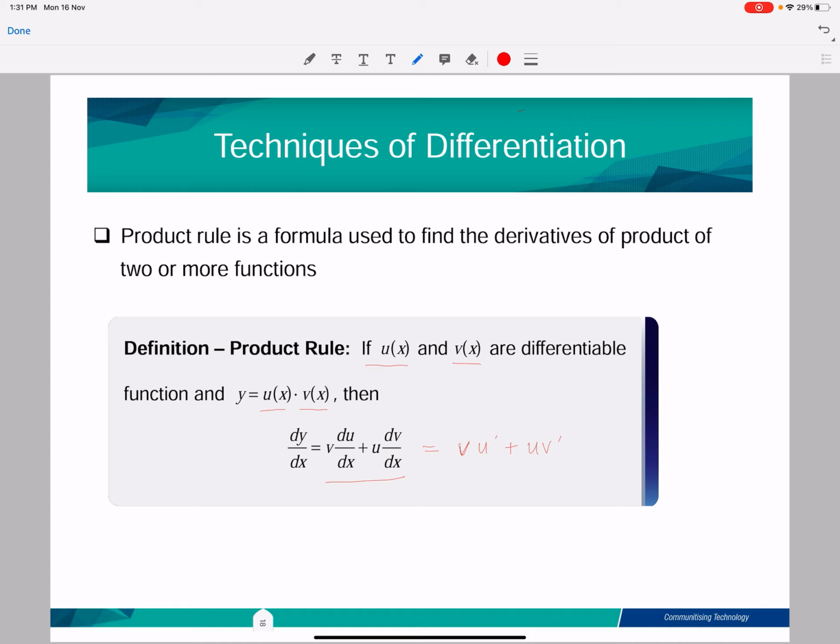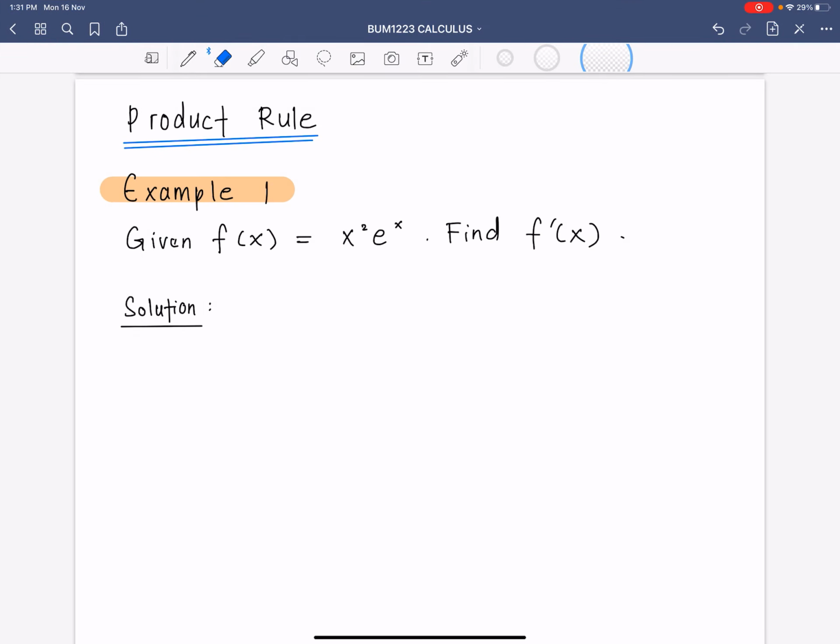The product rule formula can be found in your mathematical formula book on page 21. Now, let's do a couple of examples of the product rule. Example 1. Given f(x) equals x squared times e to the power of x, find f'(x).